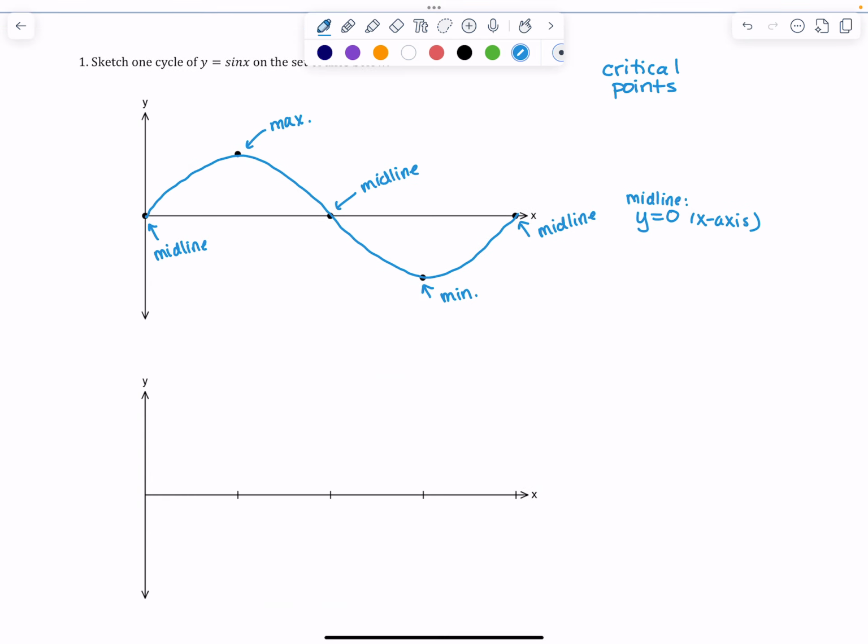So if we try to make our own sine curve, sine always starts at the midline. It then, at its next critical point, would go to its max height. So maybe I'll put a little 1 over here. Then at the next tick mark here, I'm going to go back to the middle. Then sine would go down to its minimum. Again, I don't have a grid line here, so just do the best you can with the sketch. And then sine ends again at the middle. So it goes from middle to max to middle to min to middle. And that would be one example of a sine cycle.